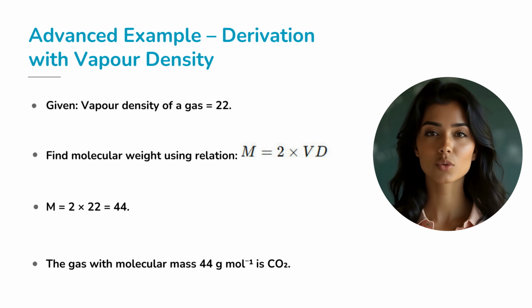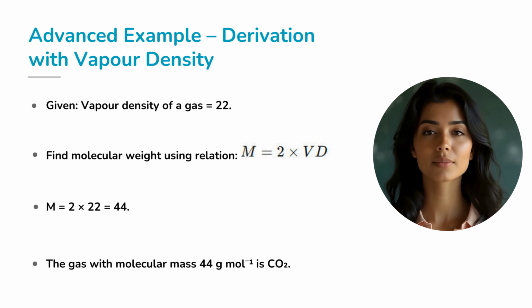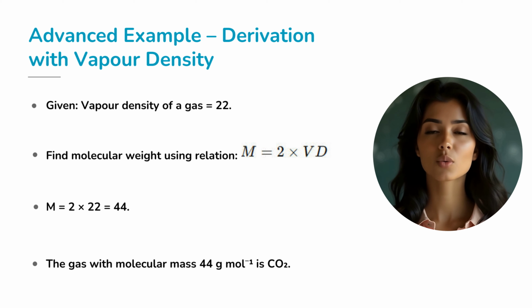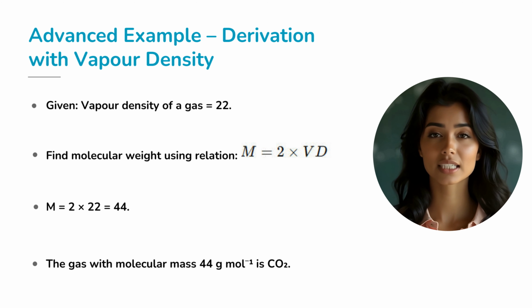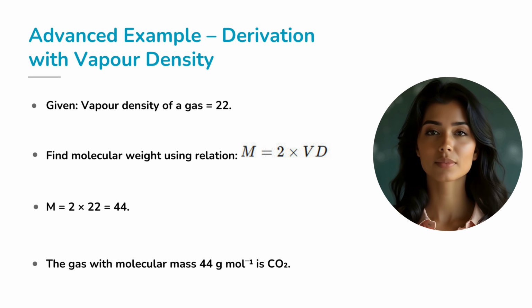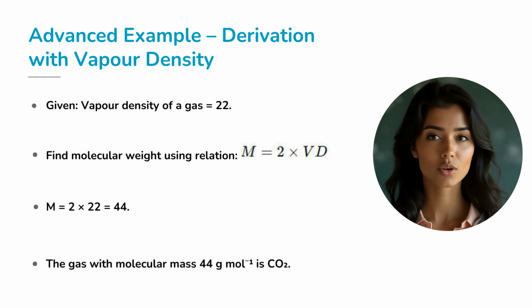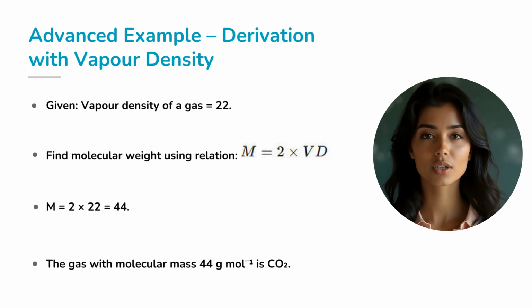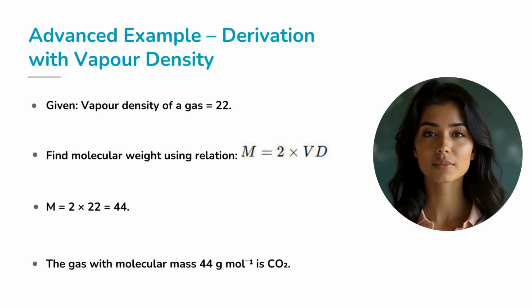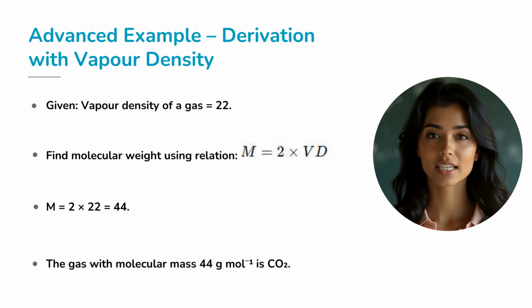Suppose we have a gas with a vapor density of 22. How do we find its molecular weight? Well, using the formula, molecular weight equals 2 times vapor density. So, we multiply 22 by 2 and we get a molecular weight of 44. This tells us that the molecular weight of this gas is 44 g/mol, which is exactly the molecular weight of carbon dioxide, CO2. It's like solving a mystery in the lab, and Avogadro's law helps us crack the case every time.